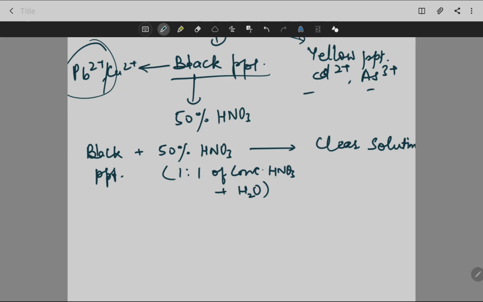What are the tests for lead? These are the same: the potassium iodide and potassium chromate tests. So the same tests will be repeated for lead, and if copper is present, then in place of this clear solution, we will get a blue colored clear solution. So that will indicate that it is copper, but that can easily be understood simply by observing the color of the salt also, because the copper salts are blue in color, right?